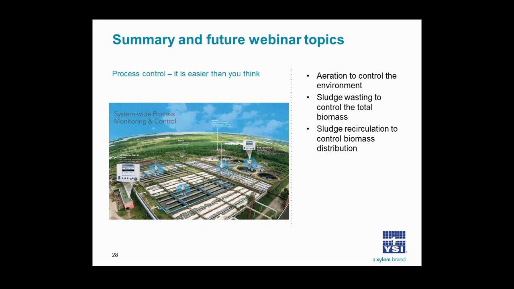However, I think there are arguments to be made for maintaining higher SRTs than lower, but from our point of view today, it should be to optimize that solids retention time. How often should SRT be controlled?